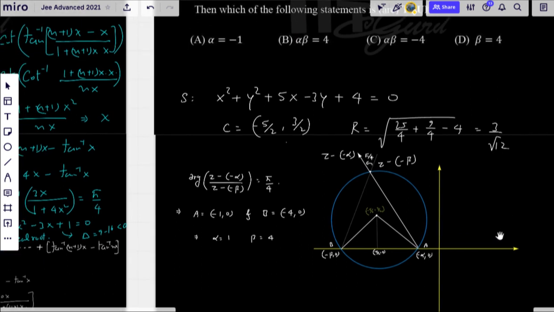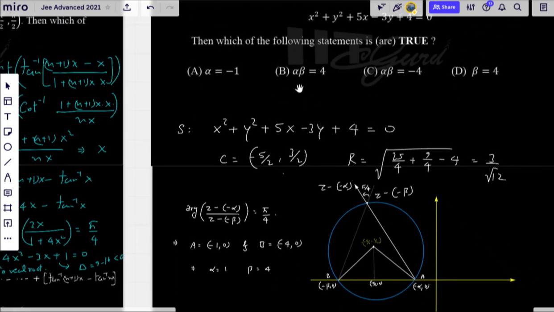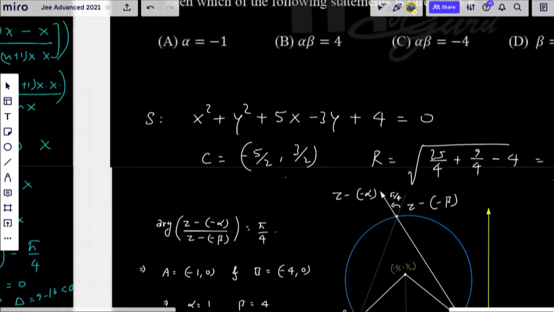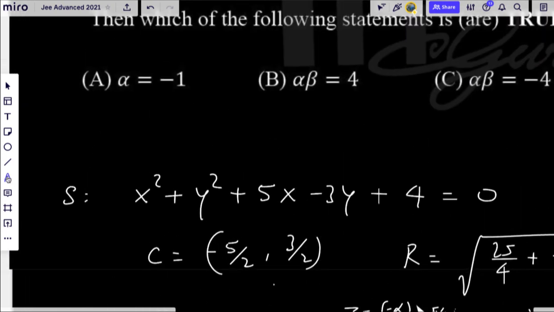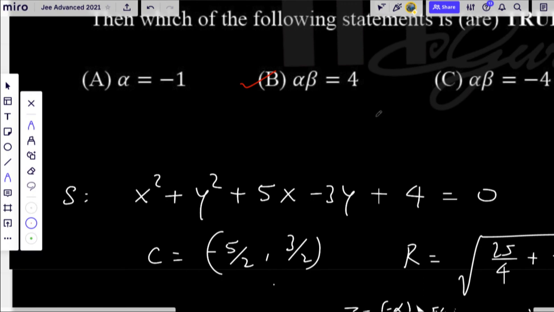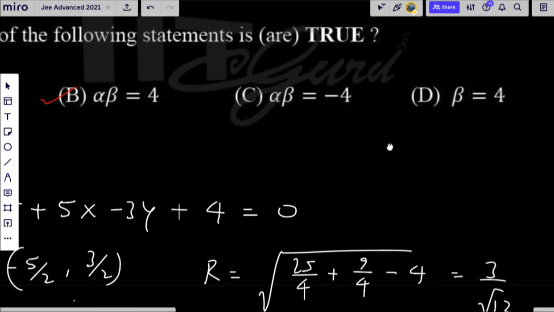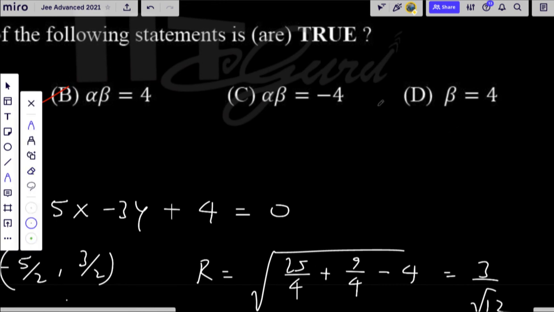So in this way we can say which options will be correct. Alpha and beta are both positive, so the product of alpha and beta will be 4. So this is the correct option: alpha into beta equal to 4, option B. Option C will not be correct, and alpha equal to minus 1 is also not possible. Beta will be 4, yes, this is also correct. So this is one way.